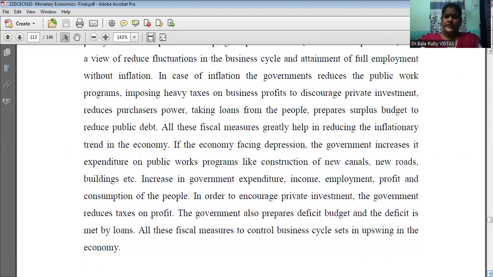If the economy is facing depression, the government increases its expenditure on public works programs, like construction of new canals, new roads or buildings. Increase in government expenditure increases income, employment, profit and consumption of the people. In order to encourage private investment, the government reduces the taxes on profit. The government also prefers a deficit budget and the deficit is met by loans. See, all these fiscal measures to control the business cycle set in an upswing in the economy.